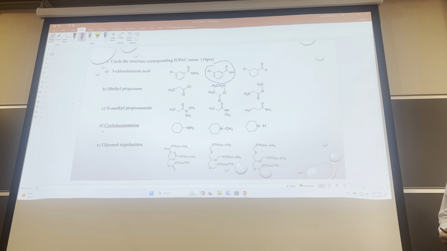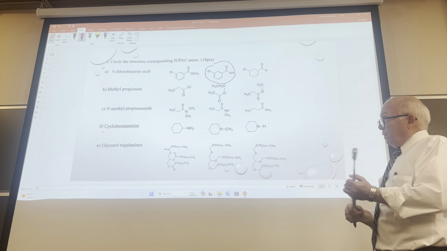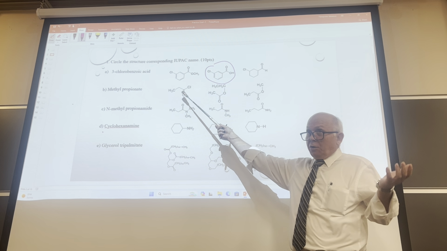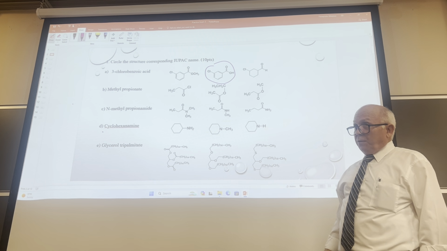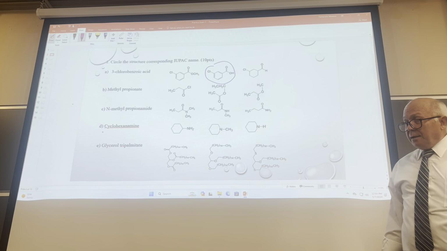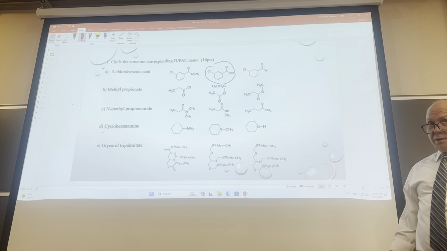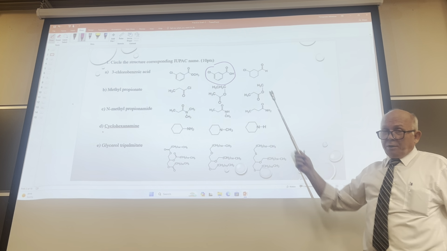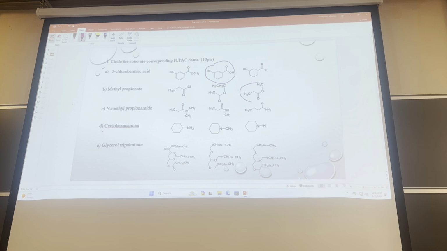Methylpropionate, you are looking for an ester, and there are two esters in the group. The first one we already discounted is a chlorine, so there are two esters in the group. So you are going to look for the one that has the methyl group, methylpropionate, right? Which one is it? The last one, because the methyl group refers to the alcohol part of the ester, right? This is the methyl group over there.